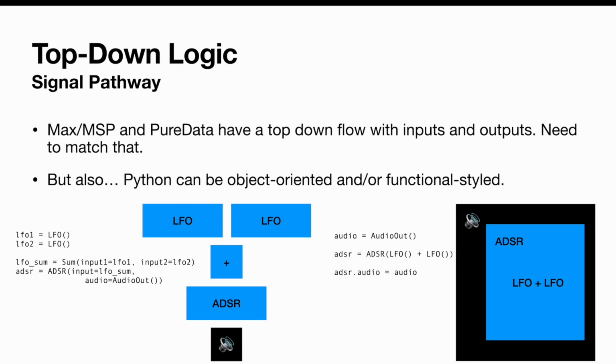On the left, you can see an example of a top-down view with inputs and outputs. You can see we generate two LFOs, sum them into a sum block, and then input them into an ADSR with an output of an audio. And this is what MaxMSP would look like. On the right, you could see code that does it in an object-oriented way, where you have an audio out object and an ADSR object that has two properties, which are two LFOs. And the ADSR has a property, which is the audio output object.